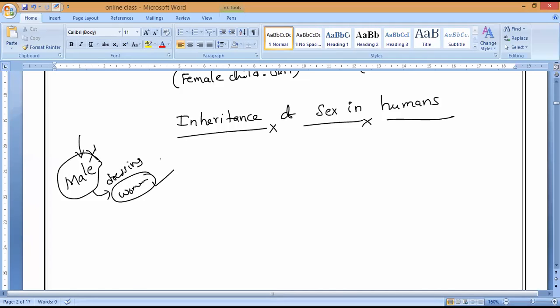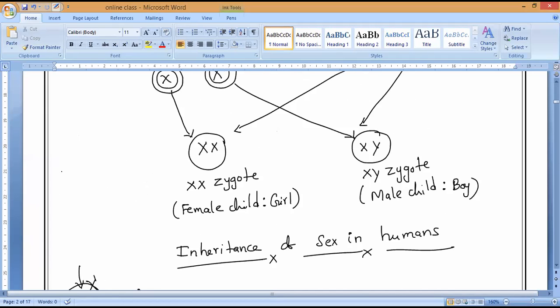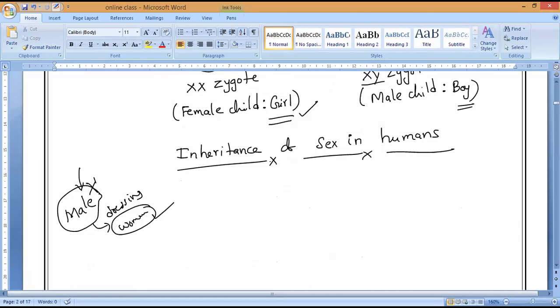As we know, if we take the XX chromosome, which child is born, guys? Who will be born? A girl child will be born, and if we take the XY chromosome, a boy child will be born. Now you tell me, who will decide the sex of the child? Anybody can tell me? Either egg or sperm. Who will decide the sex of a child? Please respond. That is the point. Everybody should note it down.